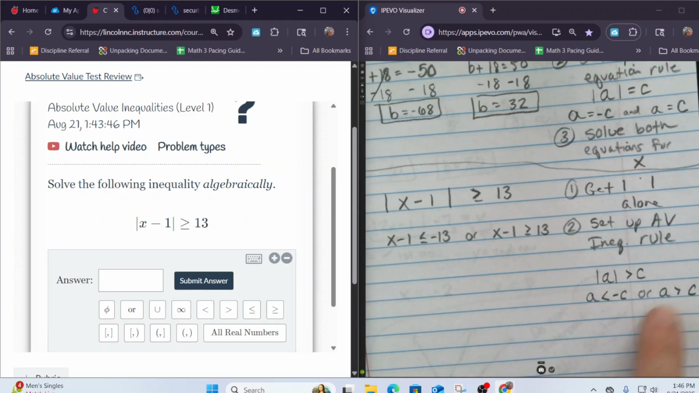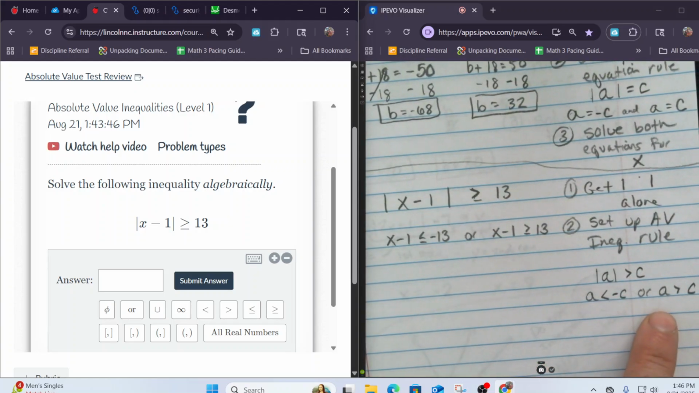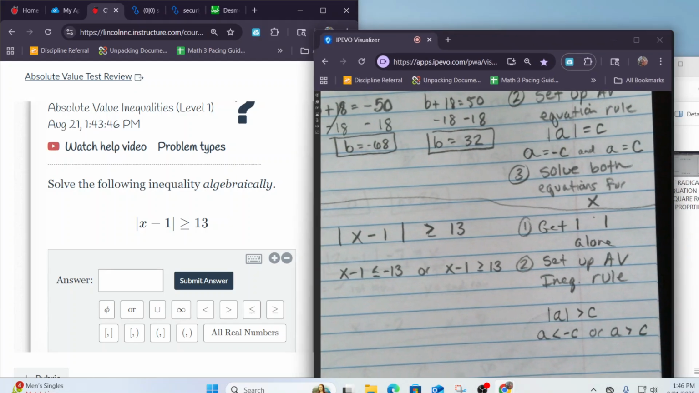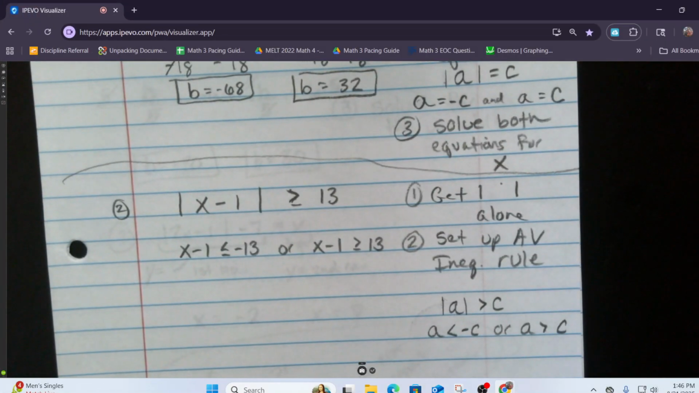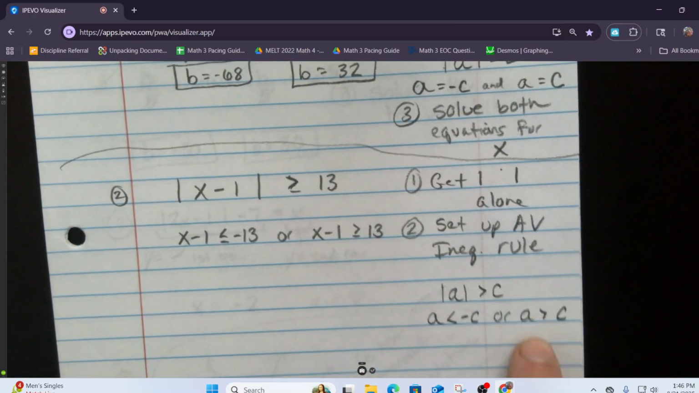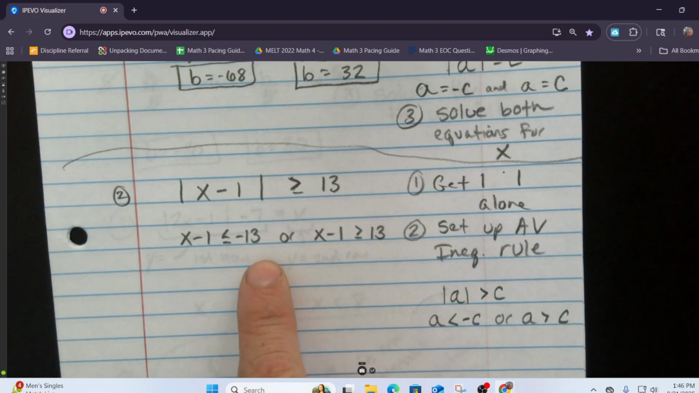So if you look at this, this looks exactly like this. Just A is just the inside. Let me go full screen. Okay. So this should kind of mirror this.